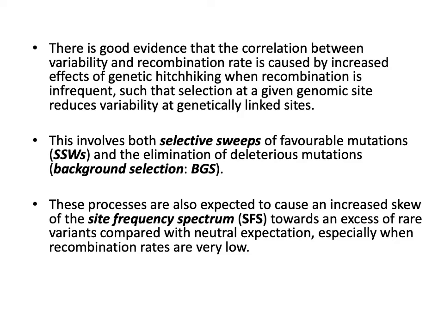Genetic hitchhiking, as I'm sure you all know, is what happens when selection at one place in the genome alters allele frequencies at nearby sites, even if they themselves are not subject to selection. Hitchhiking can involve both selective sweeps of favourable mutations spreading through the population and the elimination of low-frequency deleterious mutations, background selection, or BGS. Hitchhiking can also cause an increased skew of the site frequency spectrum, that's the distribution of frequencies of variants in populations, towards an excess of rare variants compared with neutral expectation, especially when there's little recombination.